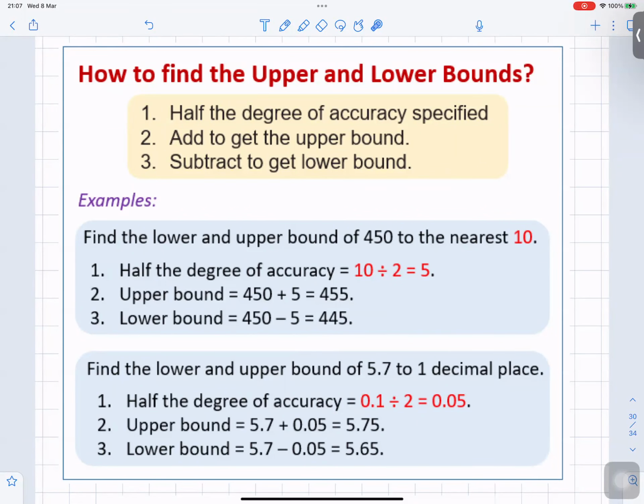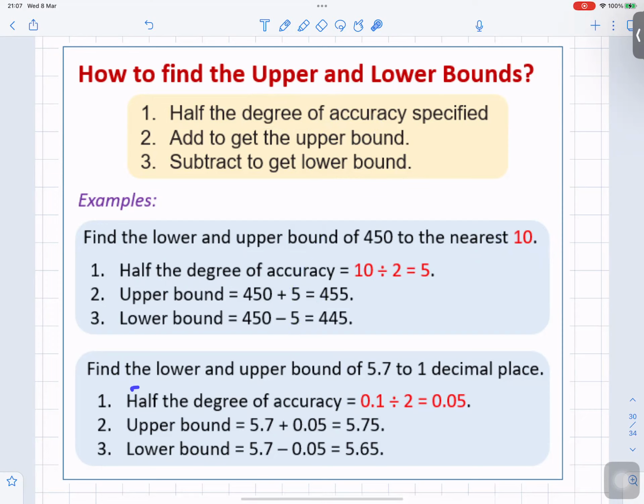I've put here some information on how to find the upper and lower bounds. You have the degree of accuracy specified, add to the upper bound, and then you subtract from the lower bound. And then find the lower and upper bound of 450 to the nearest 10. So you do half of 10 is 5, and then you add the 5 to 450, and you subtract the 5 from 450. That's how you do that.